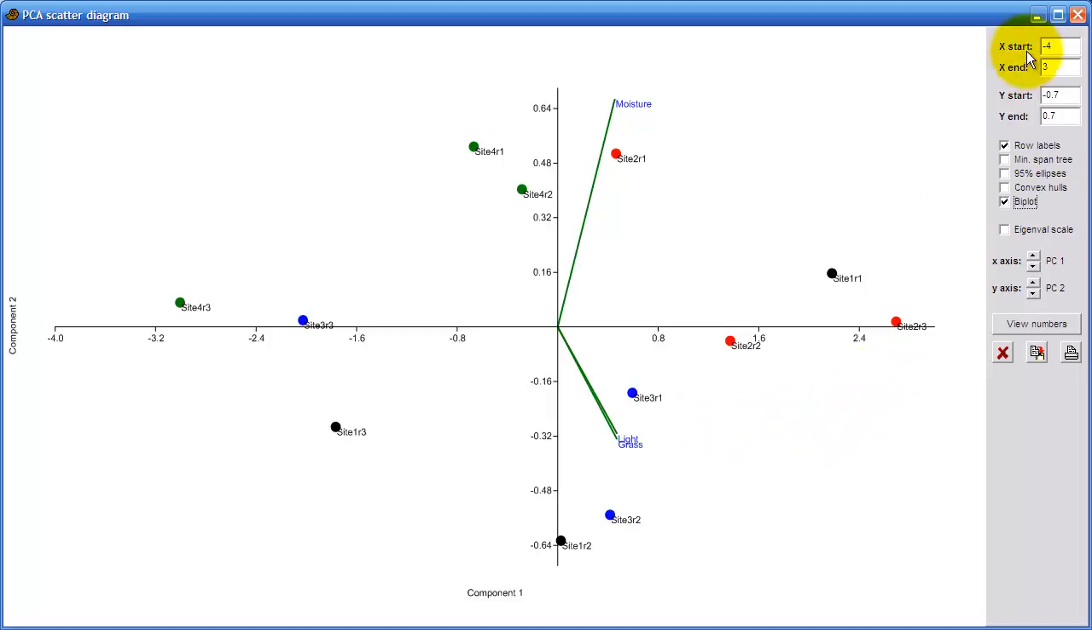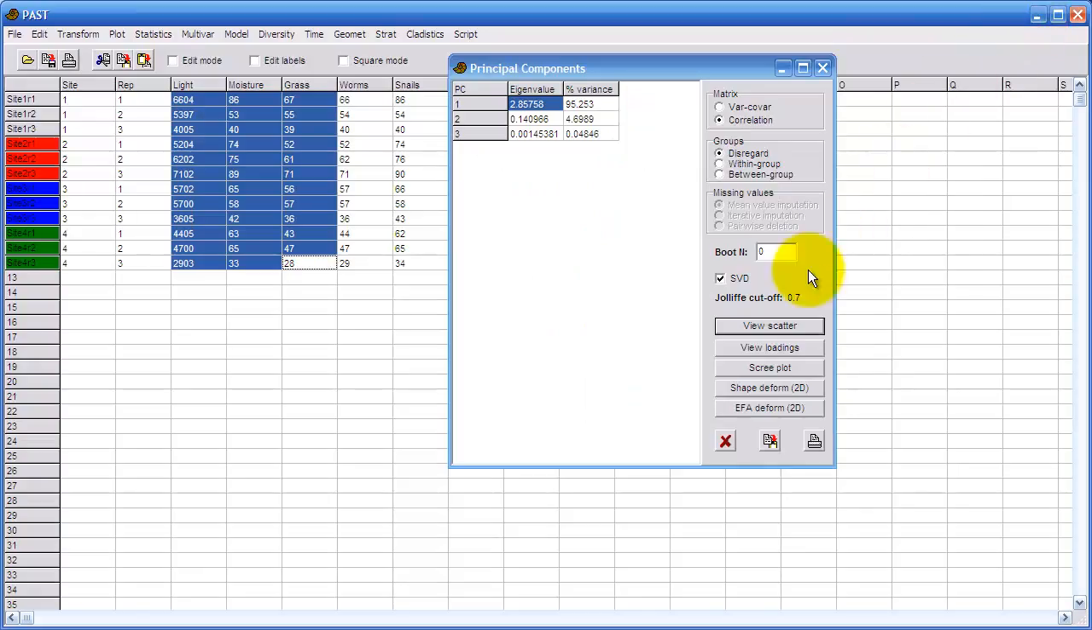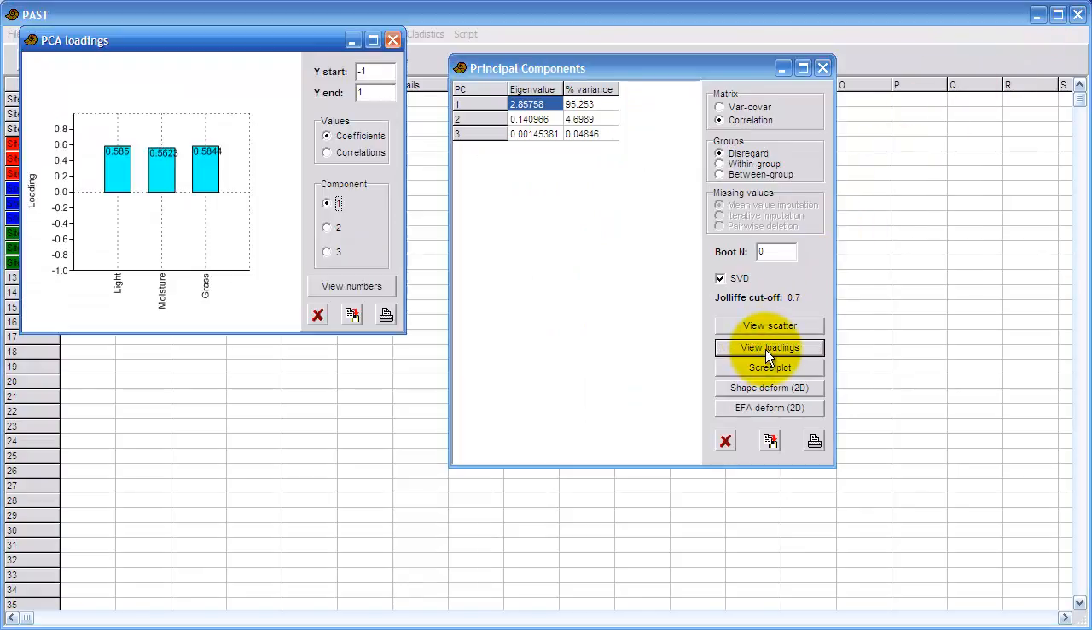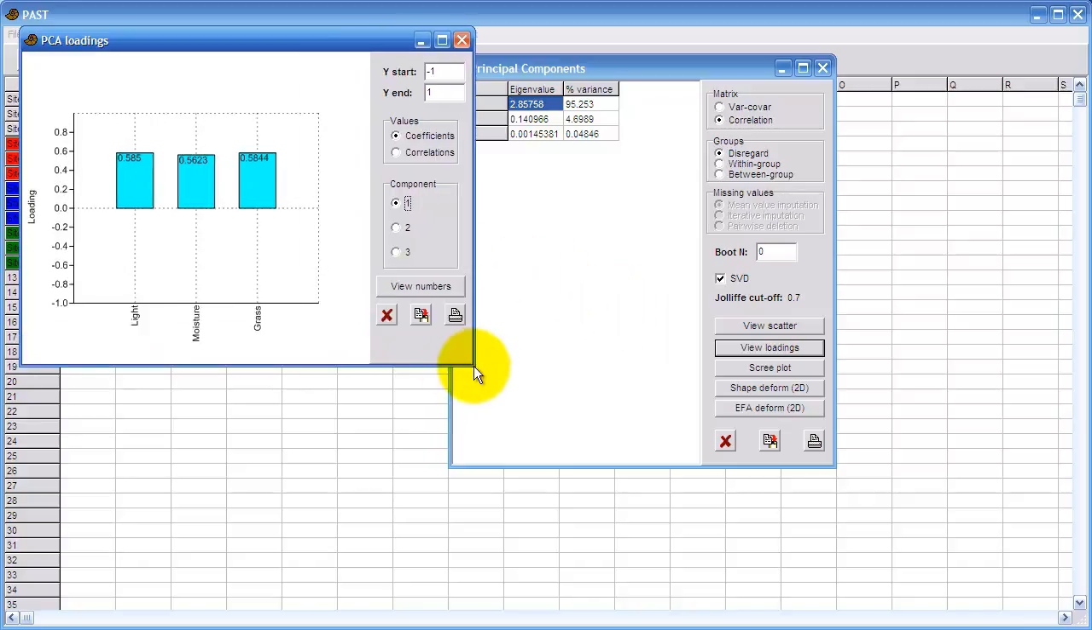And here it might be useful to also look at the loadings. So let's just make this one bigger.